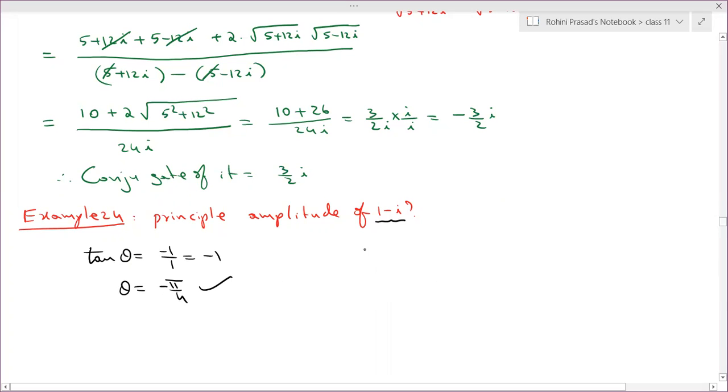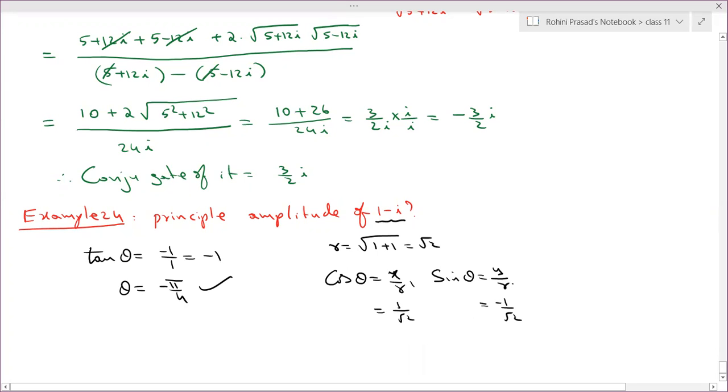Or else you can use the converting into polar form formula. So mod z equal to r equal to root of 1 square plus 1 square, which is equal to root 2. Compare with cos theta plus i sin theta: cos theta equal to x by r, and sin theta equal to y by r. So cos theta equal to 1 by root 2, and sin theta equal to y by r, minus 1 by root 2.